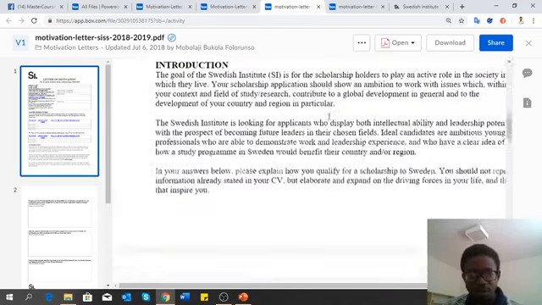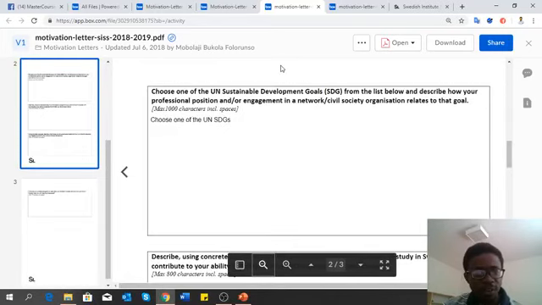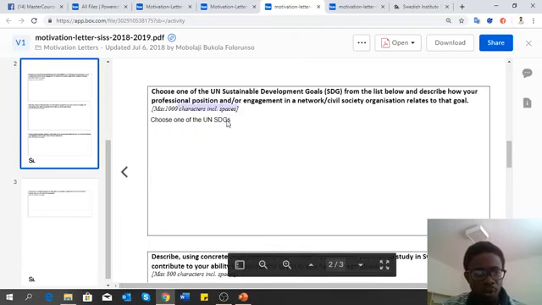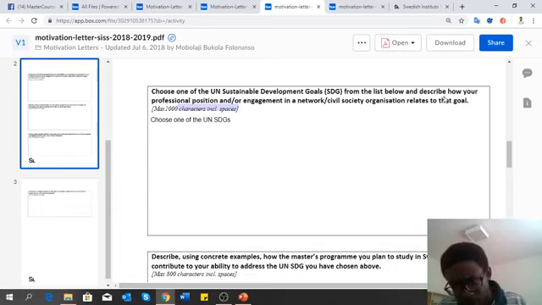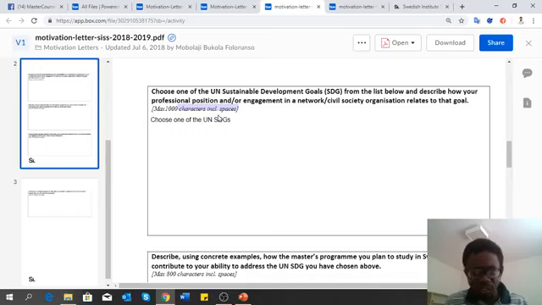All right, so what does this say? The first question says, choose one of the UN SDGs from the list below. There's actually a list of SDGs, and describe how your professional position or engagement in a network society organization relates to that goal. So here they are driving their focus towards UN SDGs. Now I want you to pay attention, because I think in the past two applications, their attention has been highly focused on UN SDGs.